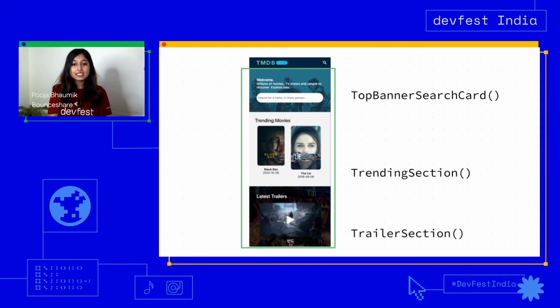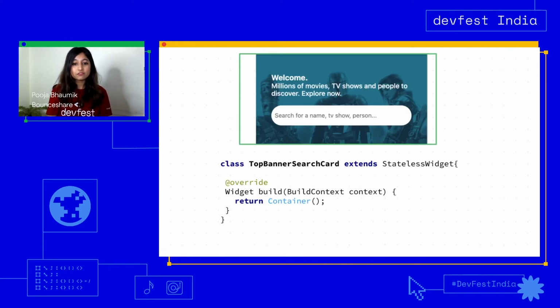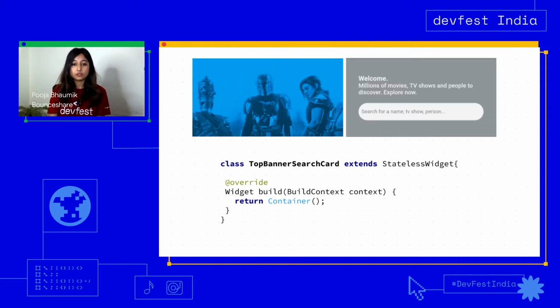And let's see the elements here. Do you realize that these elements are actually placed one after another in the vertical axis? That means this is a column. So we are going to create a column, and all these widgets are part of this column. At this point, you can see the first part. Let's just start with the first part here, which is the top banner search card, which again is a widget, and returns an empty container at this point. And then we see what we can do here.